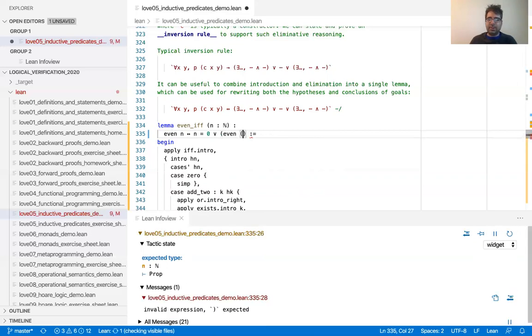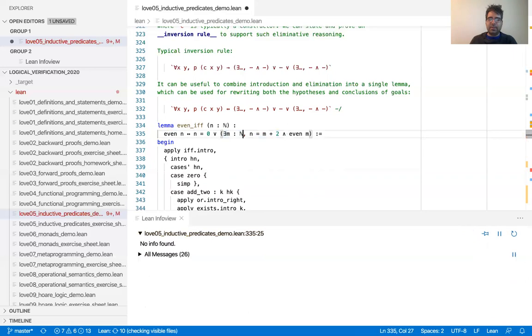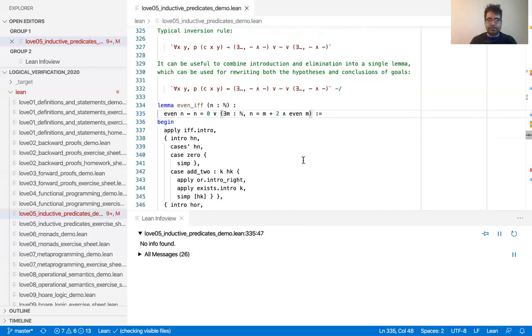What the definition really says in some way is: give me an arbitrary number m, and if your number is even and n is 2 plus that number, then n is going to be even, right? So the for all in the definition becomes an exists when we write it as an inversion rule. And this can be done systematically for any inductive predicate. Even is again a good example.